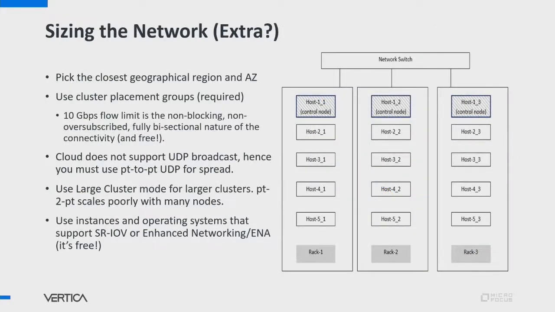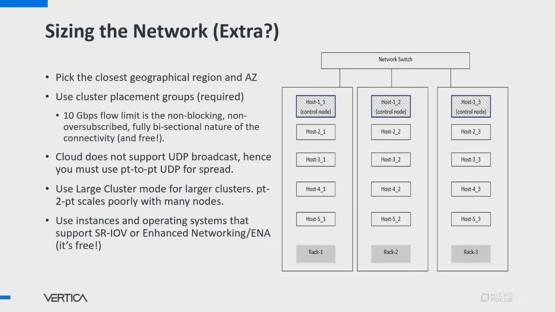Vertica recommends creating placement groups because they group EC2 instances close together inside an availability zone and provide low network latency, high network throughput, or sometimes both. Vertica recommends choosing instance types that support enhanced networking because it uses single root I/O virtualization to provide high network performance capabilities. Enhanced networking generally provides higher bandwidth, higher packet per second performance, and consistently lower inter-instance latencies, and again, it's free of cost.